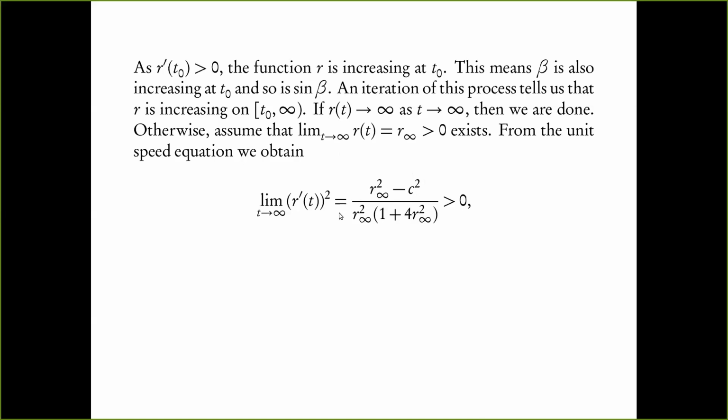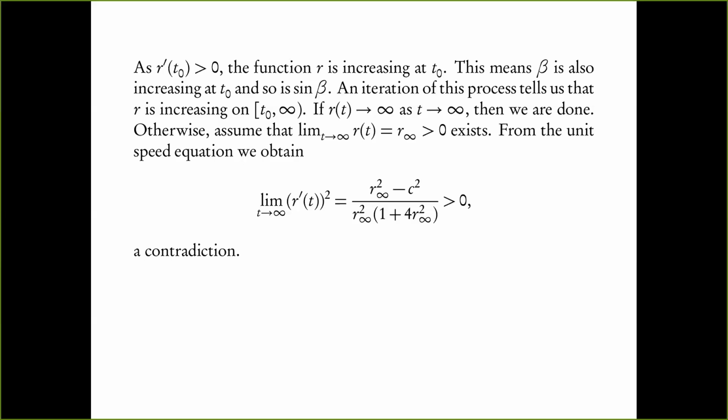But the upshot of all of this is that r prime t, this derivative, has a limit, and the limit is in fact positive because it's going to be the square root of this thing. Okay. So what does it mean? You have a curve r, you know that it's increasing as t goes to infinity. It's actually increasing on t0 to infinity, and you're saying that the derivative of that actually has a limit as t goes to infinity, and the derivative is actually positive. The limit of r prime t is positive, but that in fact means that r itself should go to infinity. That's a contradiction, right? That cannot happen. Okay.